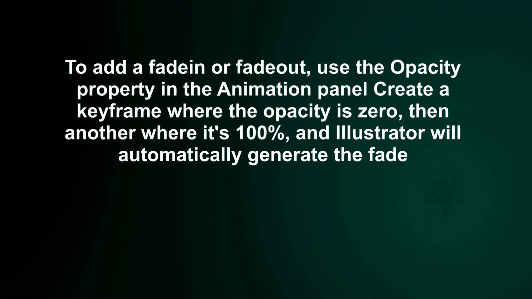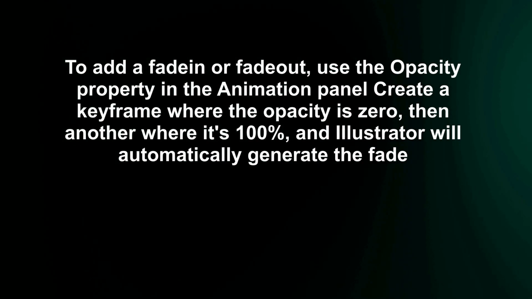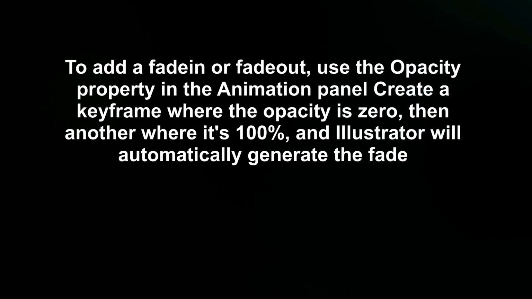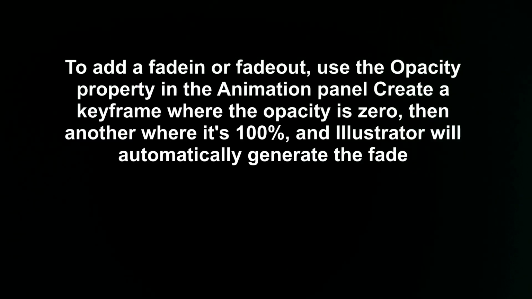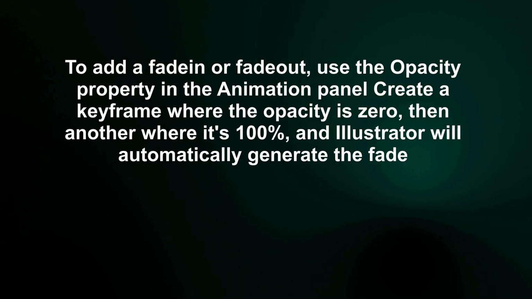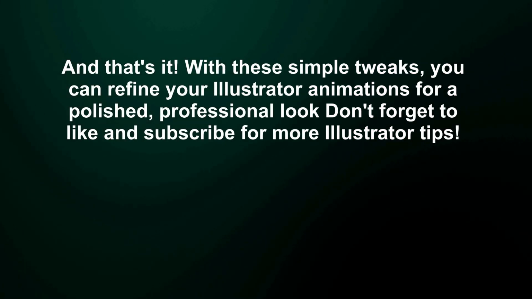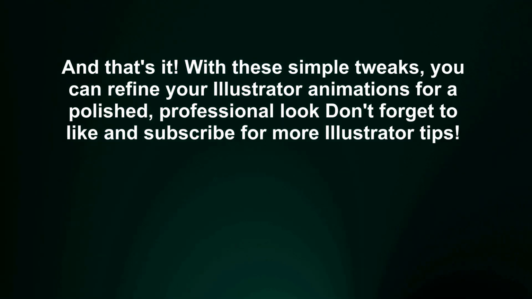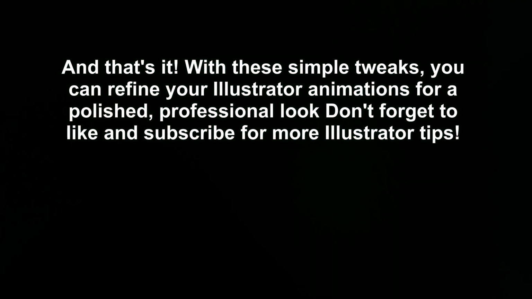To add a fade in or fade out, use the opacity property in the animation panel. Create a keyframe where the opacity is 0, then another where it's 100%, and Illustrator will automatically generate the fade. And that's it. With these simple tweaks, you can refine your Illustrator animations for a polished, professional look.